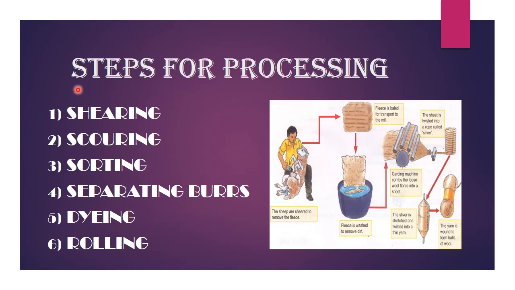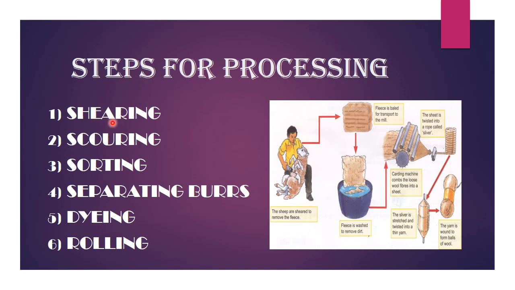Steps for processing. Number 1, shearing. Scouring, sorting, separating burrs, dyeing, rolling. Wool processing from fiber to wool. Most of the wool in the market is made from the fleece of sheep. The process of wool involves the following steps.